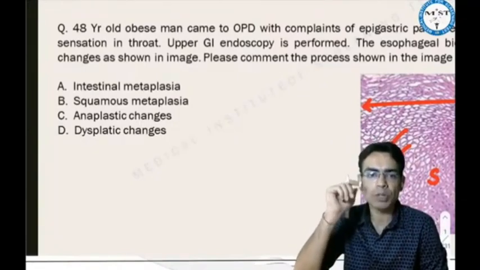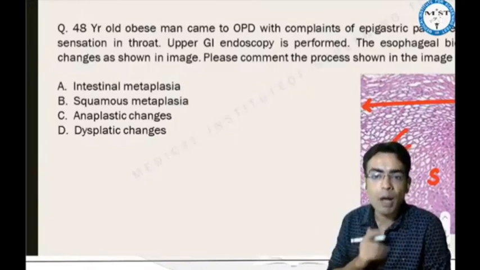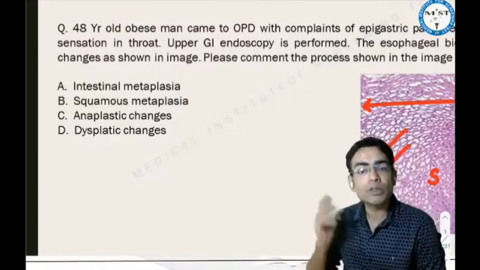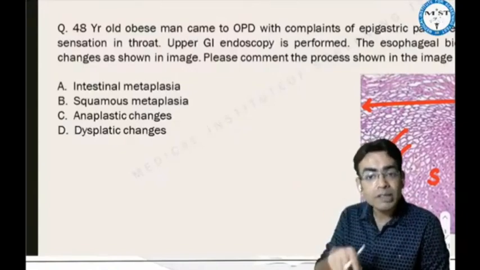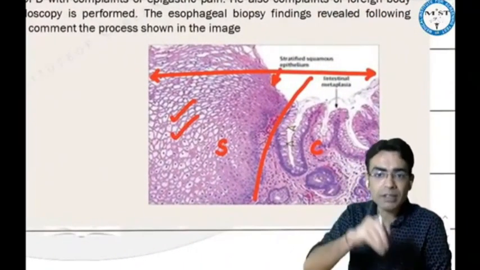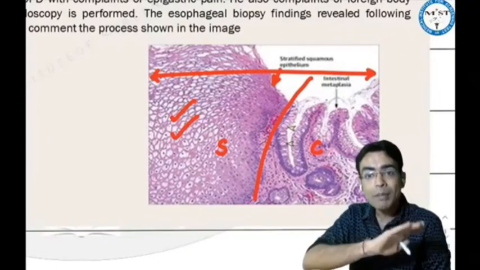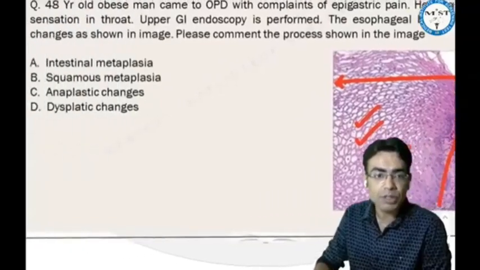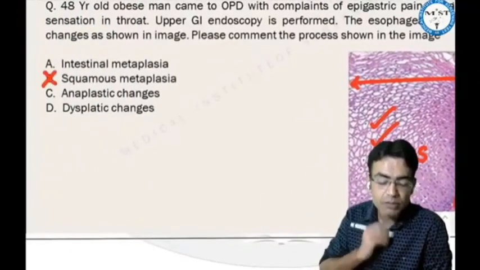Squamous metaplasia, how to rule it out? What is squamous metaplasia? Squamous metaplasia means any kind of adult cell converting into a squamous cell. But because this is an esophageal biopsy, we know that squamous cells are present there normally. So squamous cells are converting into something else, so it cannot be squamous metaplasia. So this is not the right answer for this question.